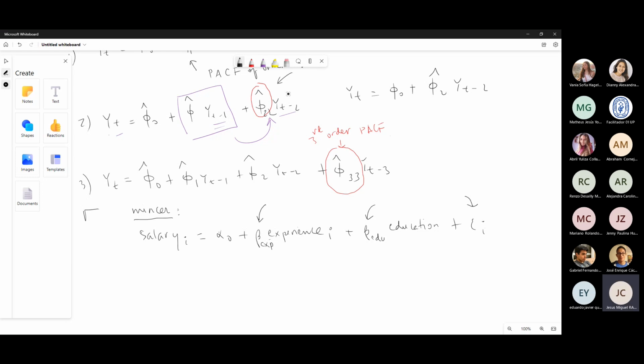There will be more variance here, and the coefficient here and here will be biased. So if you want to control or eliminate the effect of gender in the salary, you have to introduce some other variables like, for example, age, and so on and so forth. So that's what we do here.